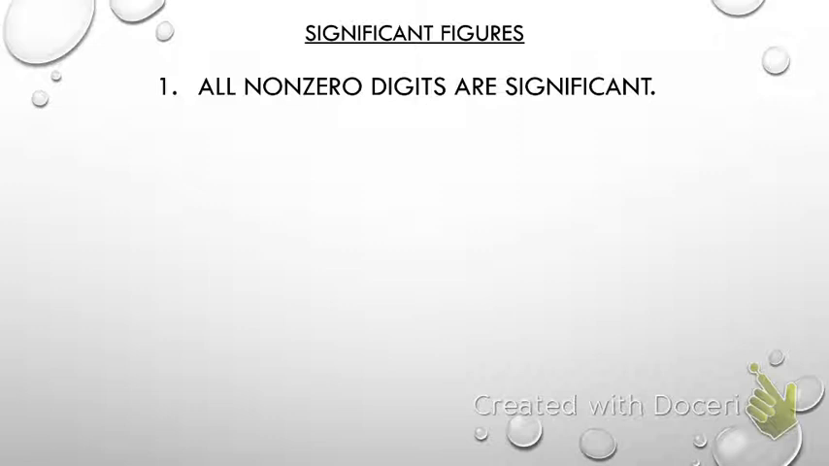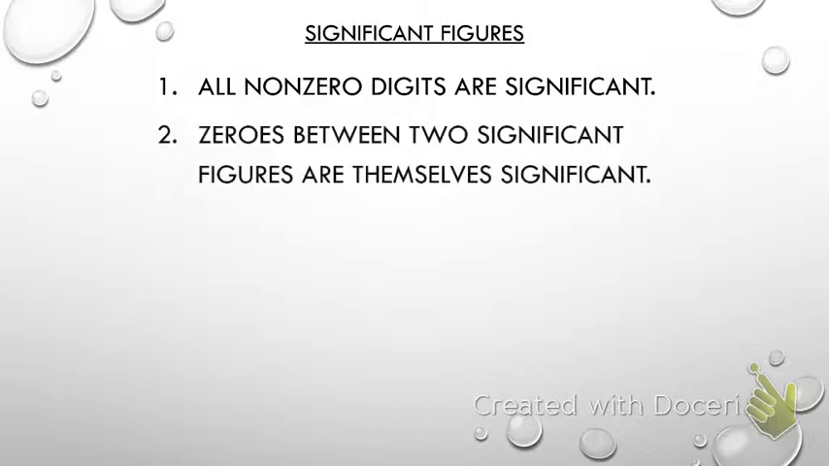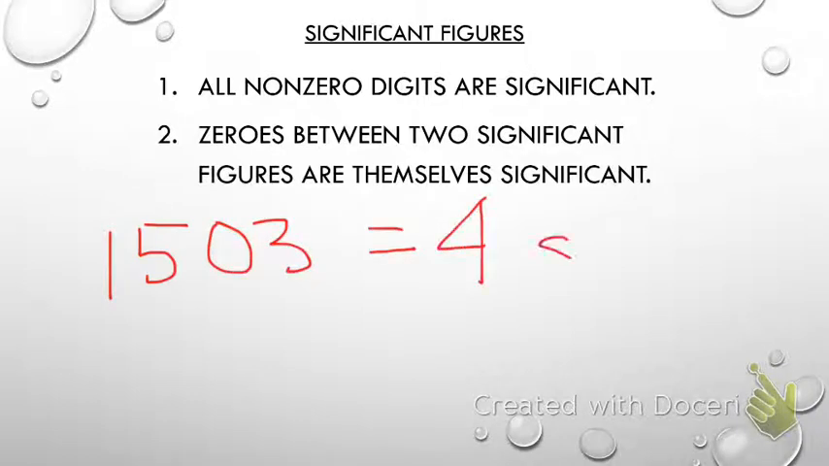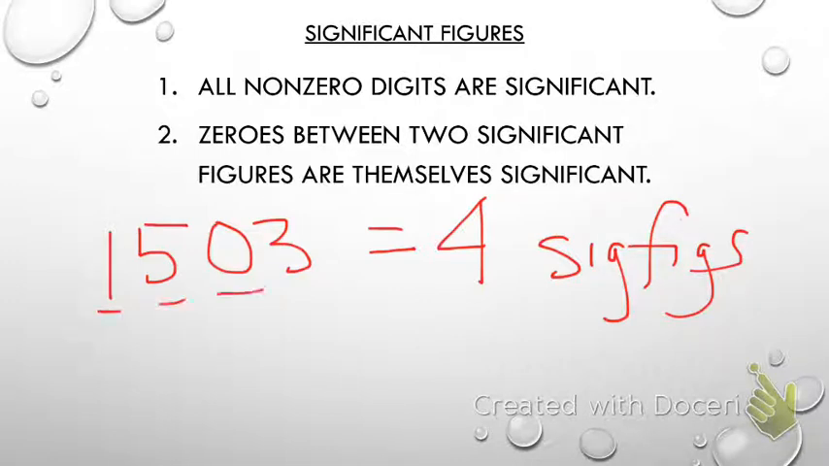First off, all non-zero digits are always significant. So if it's a 1, 2, 3, 4, 5, 6, 7, 8, or a 9, it's always significant. If it's a 0 between two significant figures, then the 0 is also significant. So for example, the number 1503 has 4 significant digits, or figures, sig figs. Some people call them sig digs for significant digits. I'll probably say sig fig, because we have 1, 2, 3, 4. This 0 is significant.